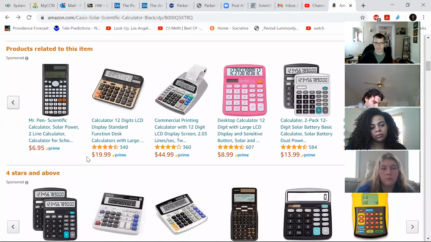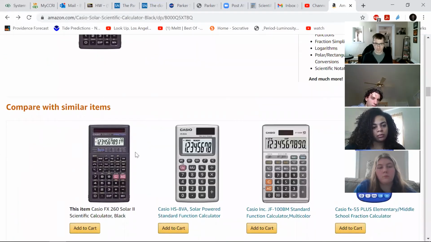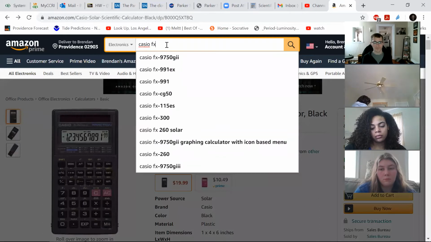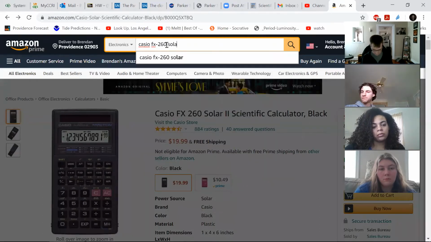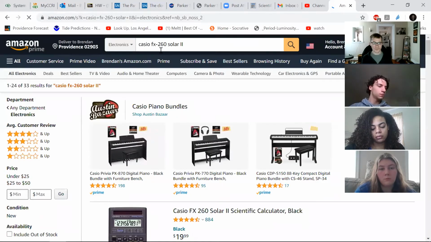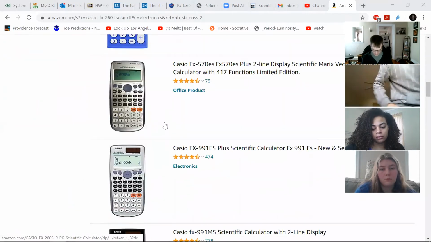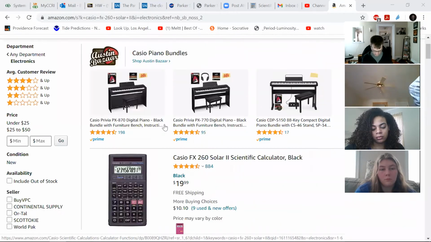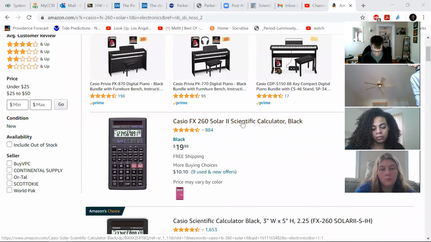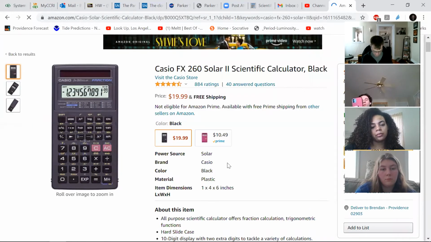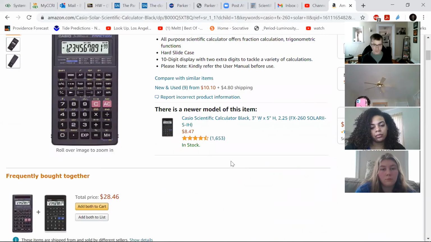But here's the thing. I think the white one is called the Solar 2 calculator. Here, Casio FX 260 Solar 2. Oh, there's the pink one. Nope, these aren't good. I sent a link to a few people the other day. Okay, whatever. This one's 20 bucks. Who cares? Listen, if you're going to buy it on Amazon, you need to use your Prime shipping. Oh, there's the cheap one.